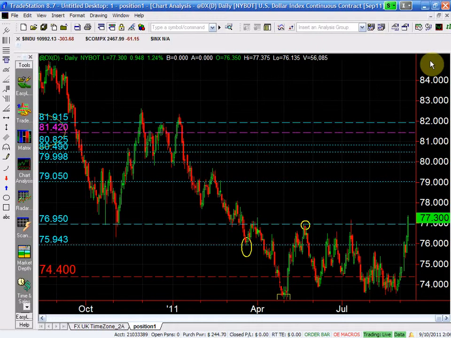I want to share with you something. Now, we had the break above the structural point with strong momentum. That again is an additional confirmation of the trend change.